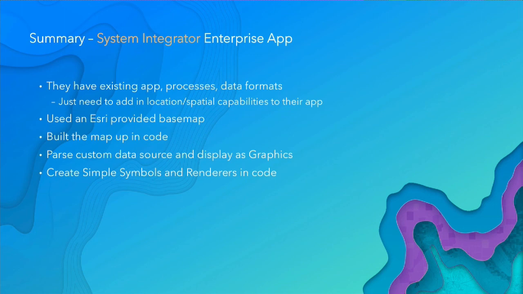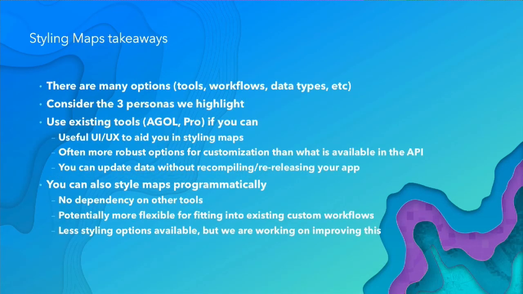It's important to note here that those were simple symbols, because at the moment you can only publish simple symbols from Runtime. So in the future, he could make more advanced symbols like we saw in the Pro demo in code, but currently it's just the simple symbols.